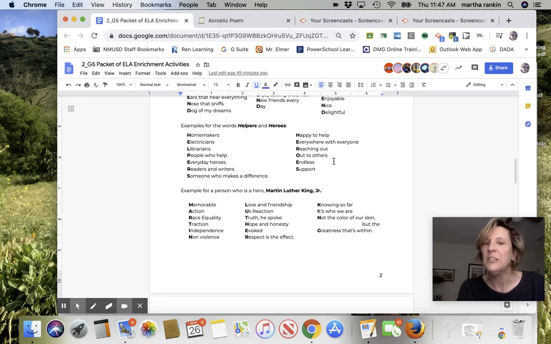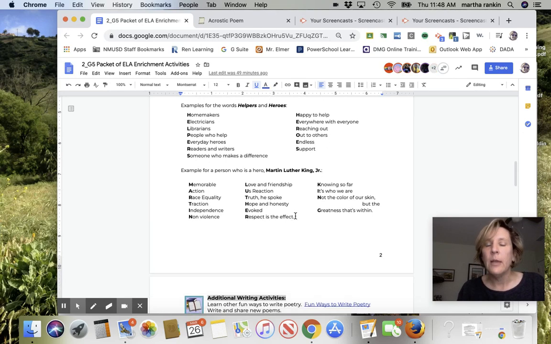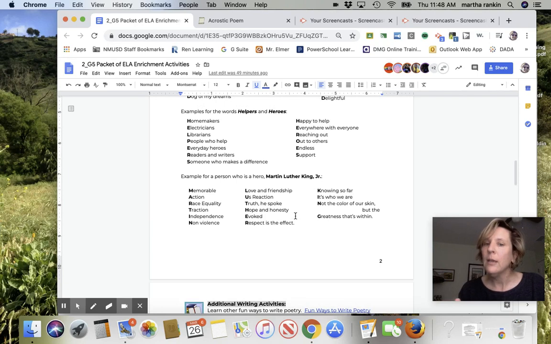So I can definitely do that. If I can't think of anything else, I'll just use the word helpers and then come up with my very own acrostic poem based on that word. Look, they also have an example of a person in history, Martin Luther King, and that he is a hero of mine. So that would be a great choice. Or I could come up with another person in history that is a hero.